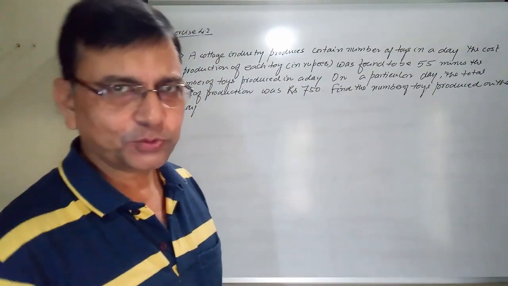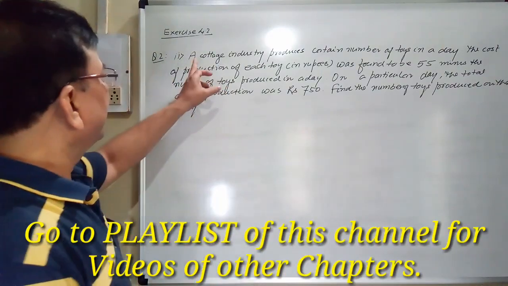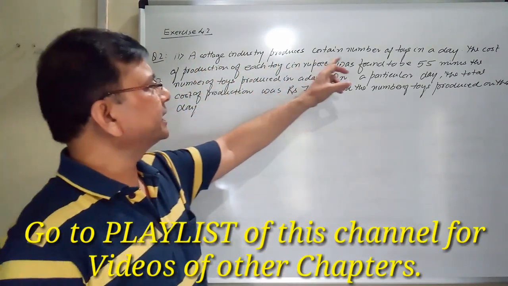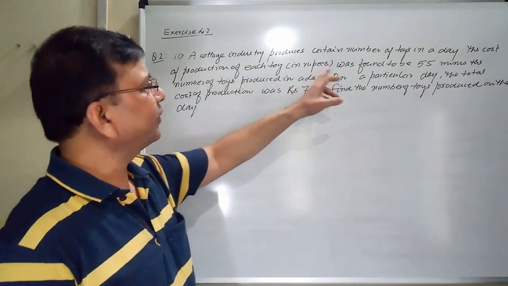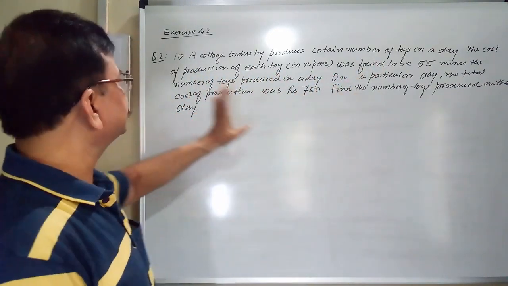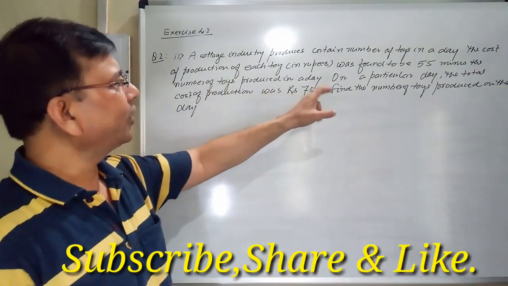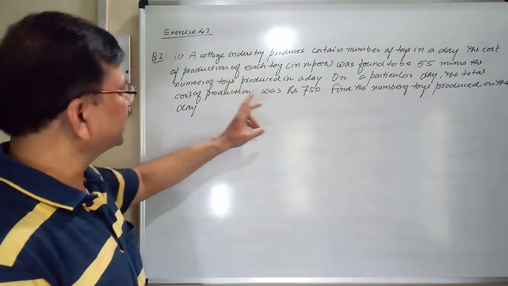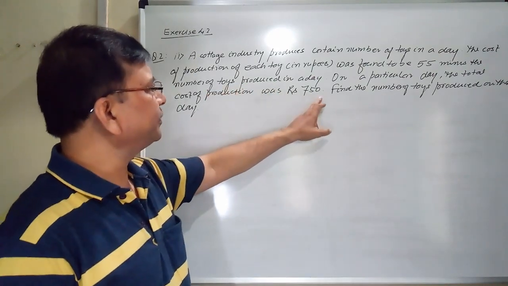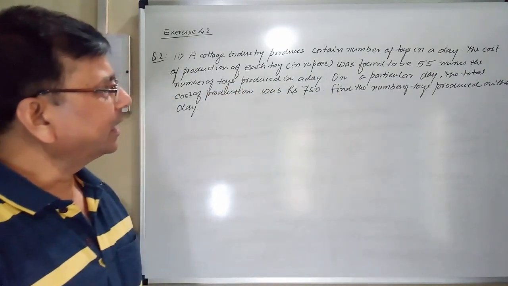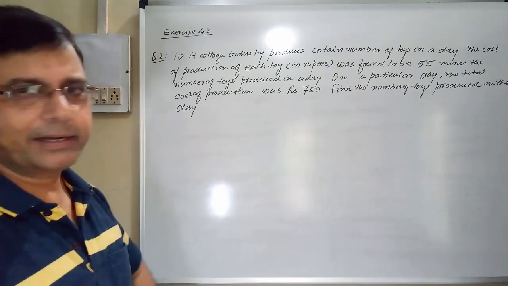Now the second part of this question is, a cottage industry produces a certain number of toys in a day. The cost of production of each toy was found to be 55 minus the number of toys produced in a day. On a particular day, the total cost of production was 750 rupees. Find the number of toys produced on that day.